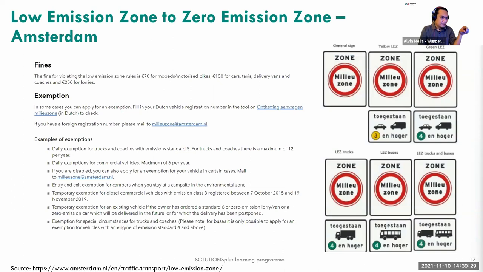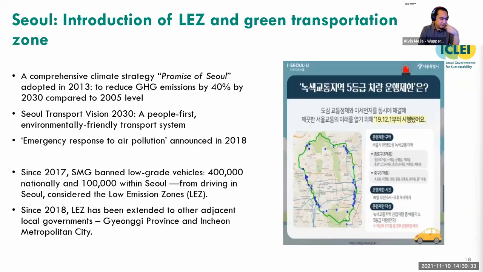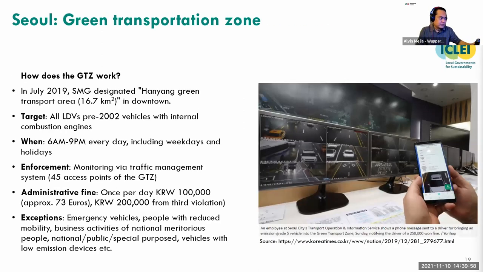I'm just giving the details here, but you can check it out later. A very similar situation in South Korea. So they've adopted a wider vision in terms of reducing greenhouse gases, in terms of having a wider, longer-term transport vision, and this is what they use as a basis for putting up what they call the green transportation zone.